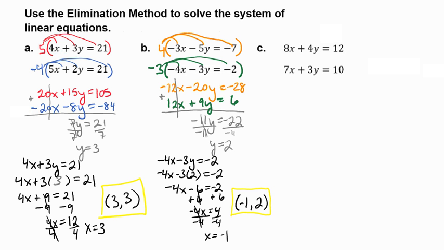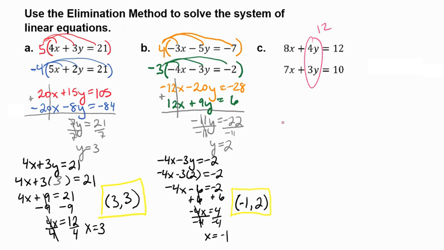So here we have 8x plus 4y equals 12, and 7x plus 3y equals 10. I don't have any matching opposites yet, and if I look, what do 8 and 7 both have in common? And the answer to that is 56. That's a pretty big number. But if I look at the 4 and the 3 at my y's, theirs is a 12.